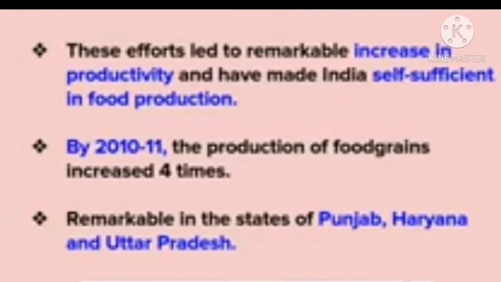All these reforms and efforts led to a remarkable increase in productivity and have made India self-sufficient in food production. By 2010-11, the production of food grains increased four times. Now India is able to export food items, food grains, to other countries. And this is remarkably visible in states like Punjab, Haryana and Uttar Pradesh, which are located in the northern plains, where large levelled land is available for agricultural activities.